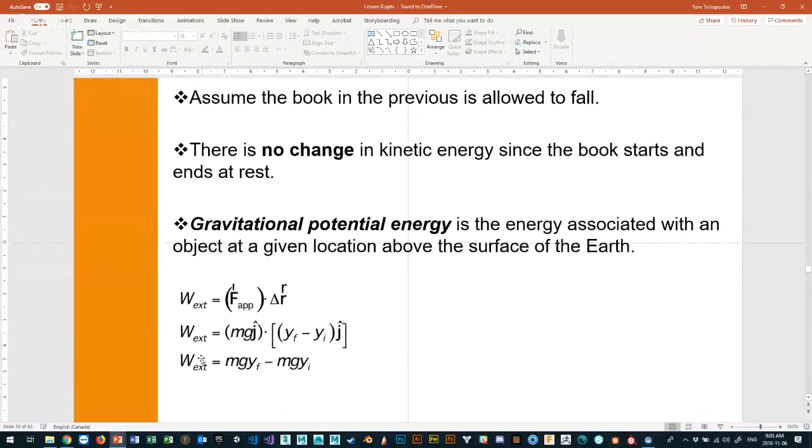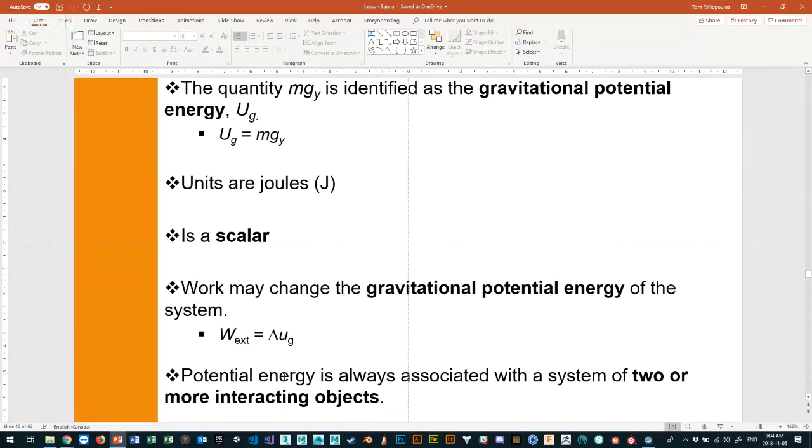Okay, so we can say that the external work is equal to the mass times gravity times y final minus mass times gravity times y initial. All right, so what this means is if I have some kind of y initial, it's way up here, and I have some distance it's going to fall, right? You're going to get an external force, some kind of external energy. It's going to build up.